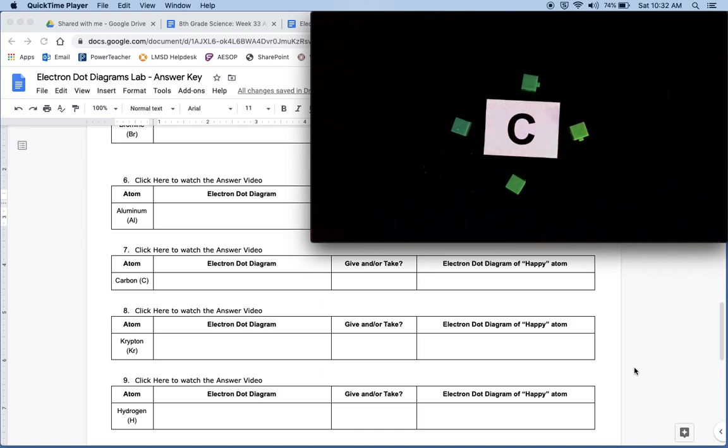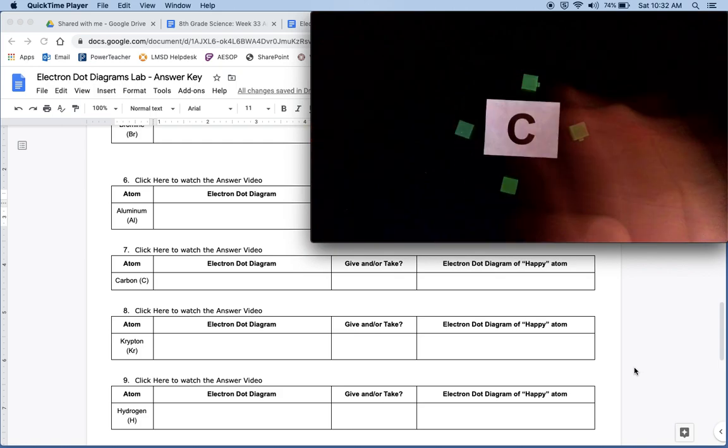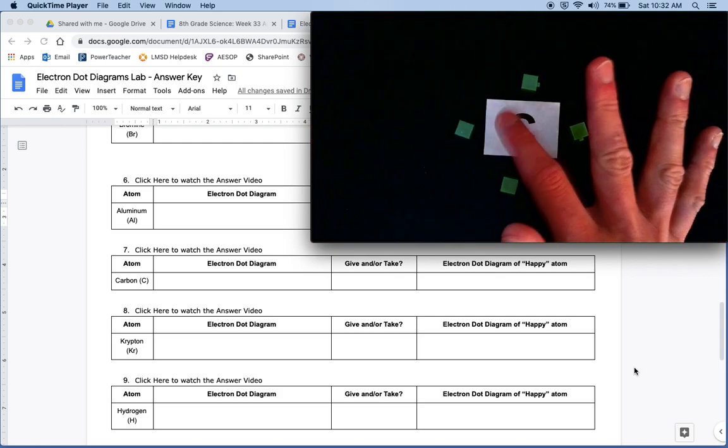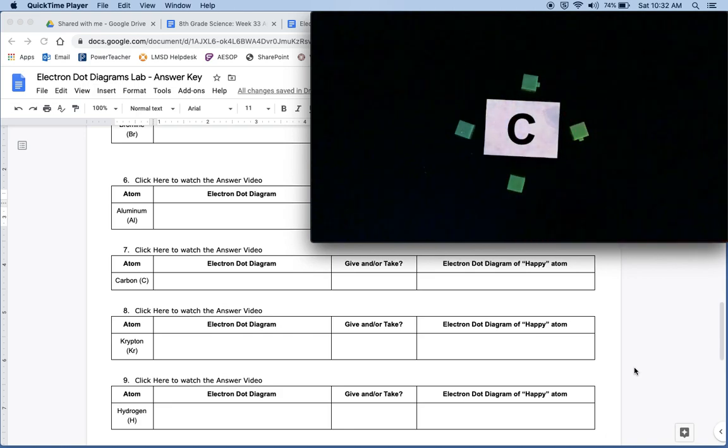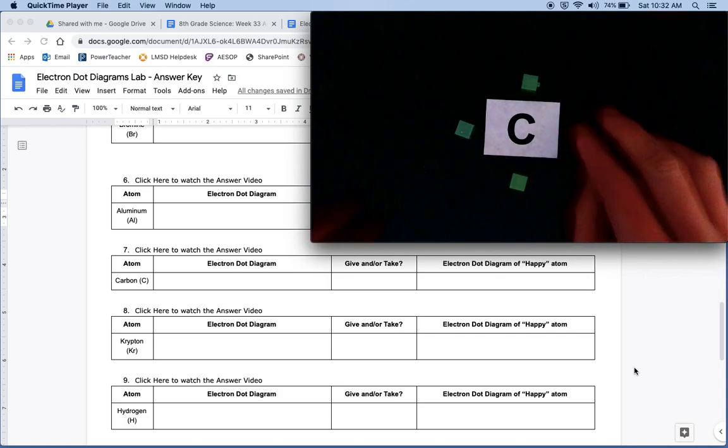right? So we have to ask ourselves, hey, what is it going to do? It's got to get to 0 or 8, okay? Now carbon's a tricky one, right? Because if you notice that if I needed to get to 0, what is it going to do? It's going to lose 4 electrons. Now, if it needs to get to 8, it's also going to gain 4 electrons, right? So it can do this or this.